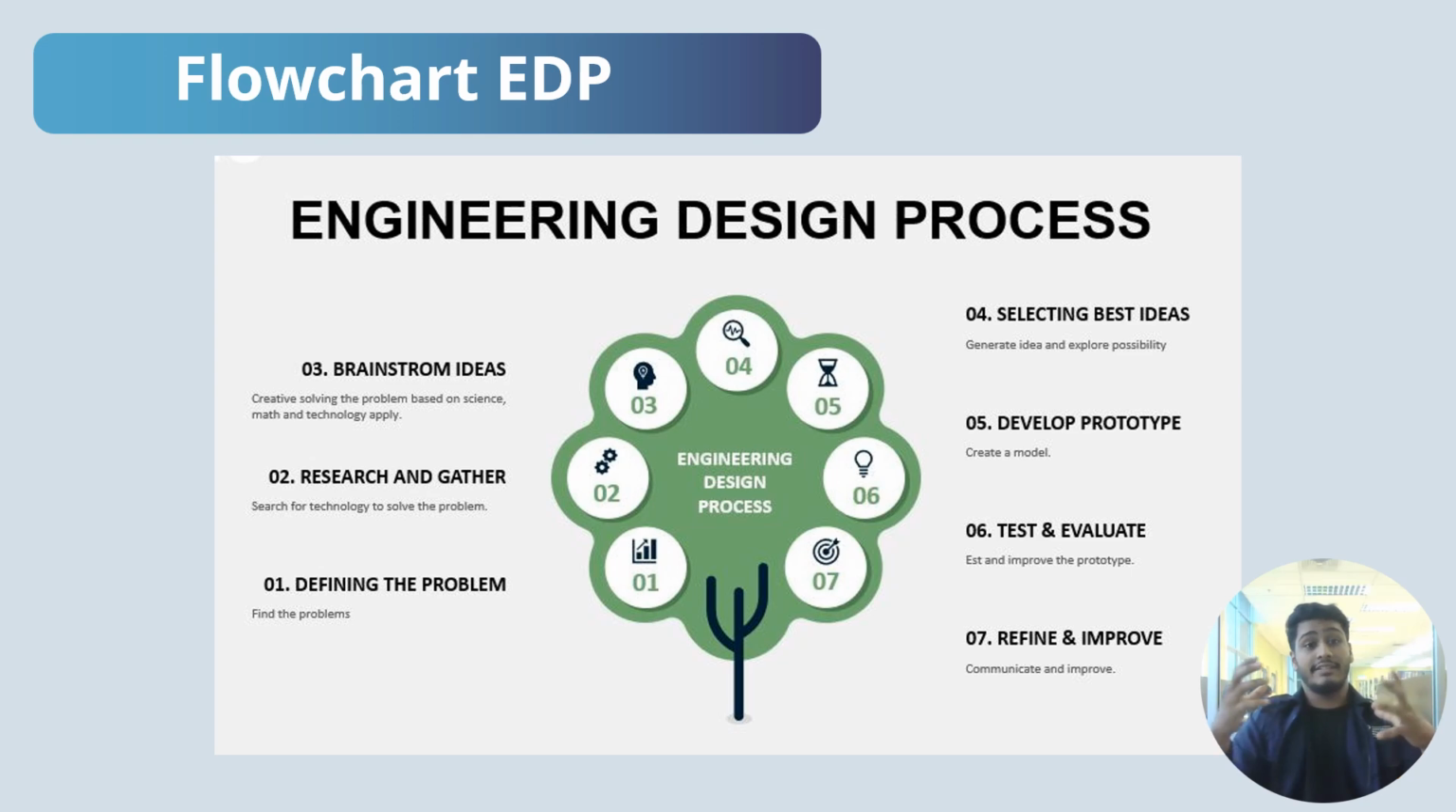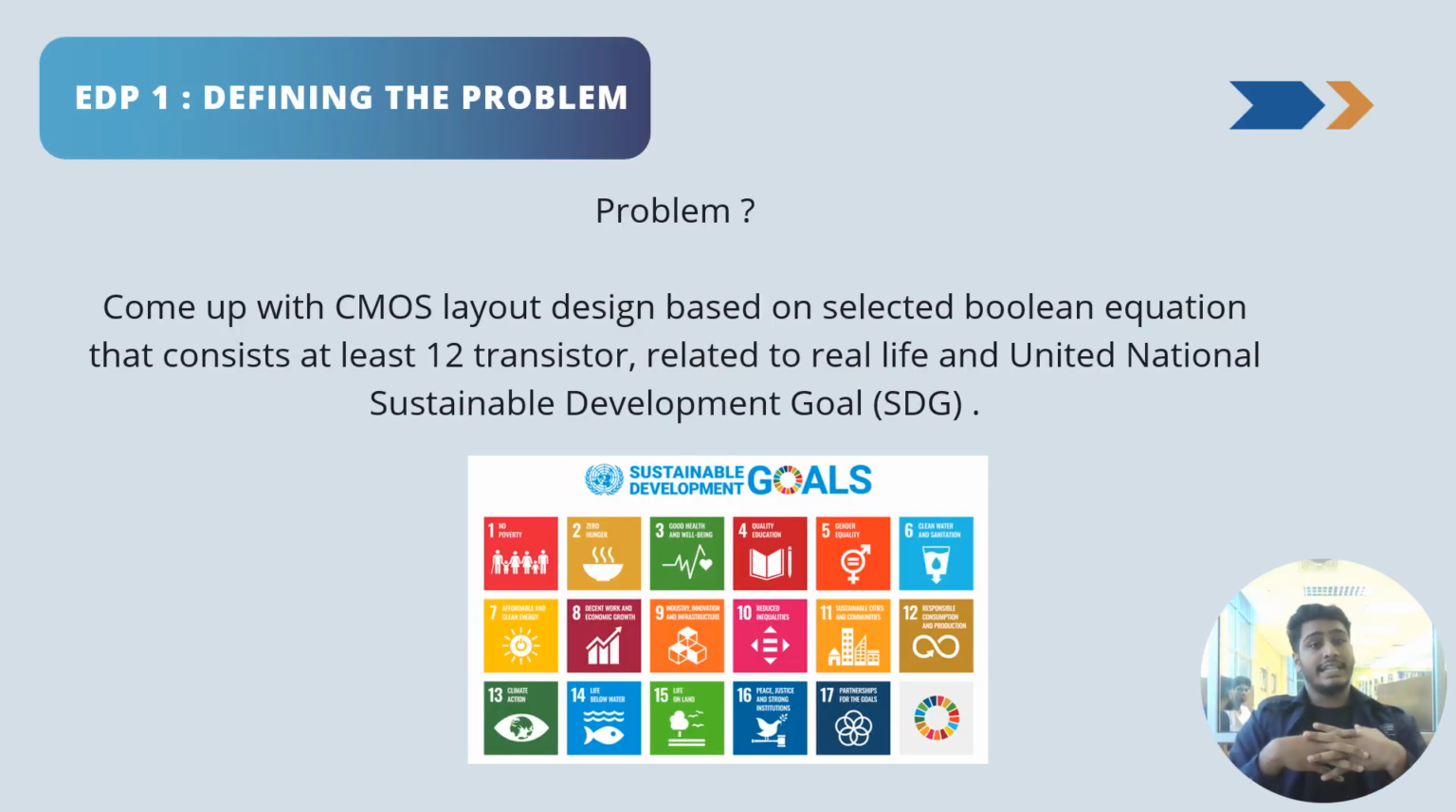EDP, Engineering Design Process, is a series of steps that engineers follow to come up with a solution to a problem. This is the exact approach that we use as a theme for our mini project. It consists of some steps which are to define the problem, to gather information, to brainstorm ideas, to select the best one amongst the ideas, to develop the prototype of it, to test the project, and finally to refine and improve if needed be. Let's get to the first one, which is to define the problem.